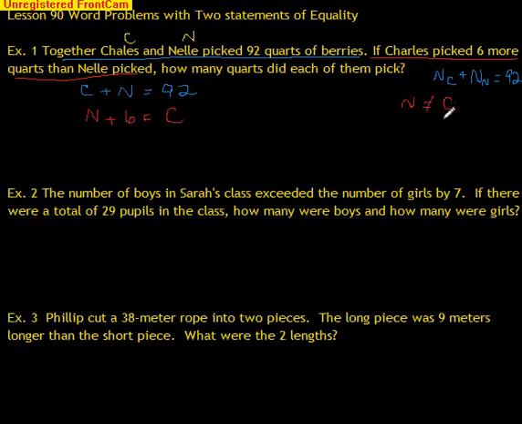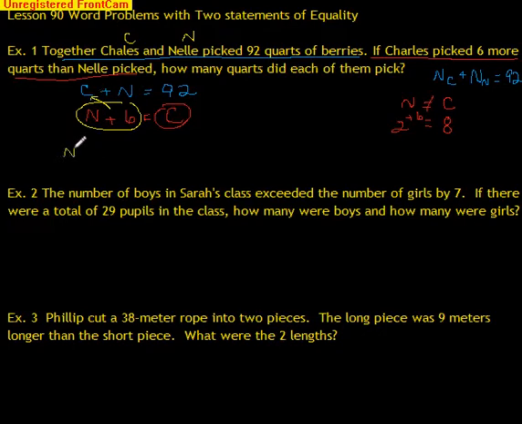If Charles had 8, then if he picked 6 more, Nellie would have 2. And in order to make this equation balanced, we would have to add 6 onto Nellie. So that's why I have that. This is a substitution problem because we already have it solved for one of these. So we're going to put what C is equal to where the C is in that equation. Since C is equal to N plus 6, we're going to put N plus 6 where the C is.